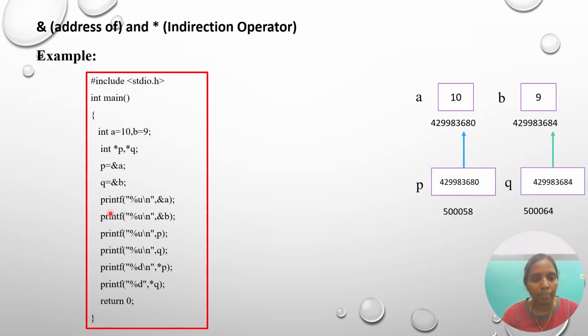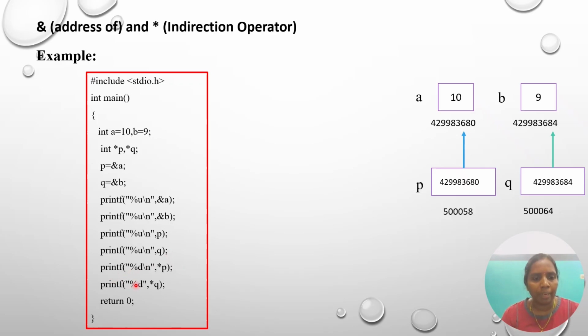In this case the printf statement, %u is given. %u stands for unsigned integer. First the address of a has to be printed. So &a means the address of a, and printf &b means the address of b. Printf p. So what is p? p stands for &a, so the address of a will be printed. Printf q. q is &b, so the address of b will be printed.